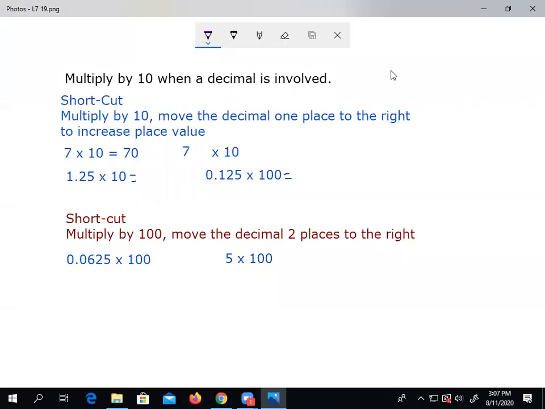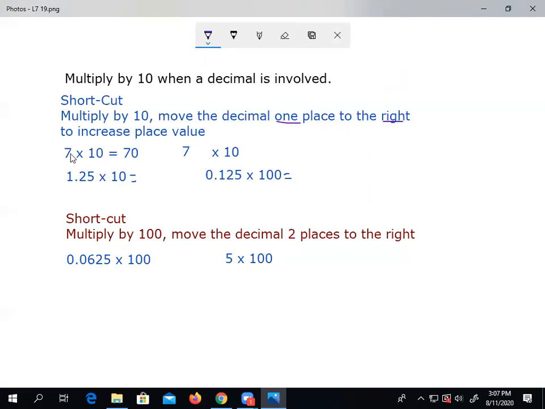So as we move more into decimals, we start to talk about multiplying by 10. When we multiply by 10, when a decimal is involved, there's a shortcut. Remember before, if it's a whole number and we multiply by 10, we just added a trailing zero. But when decimals are involved, when you multiply by 10, you want to move the decimal one place to the right. And that's going to increase our place value.